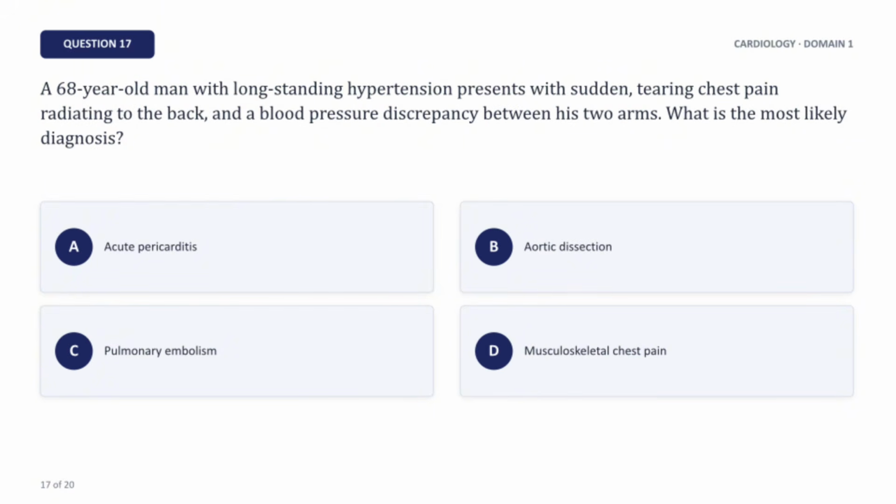Question number 17. A 68-year-old man with long-standing hypertension presents with sudden tearing chest pain radiating to the back and a blood pressure discrepancy between his two arms. What is the most likely diagnosis? Option A, acute pericarditis. Option B, aortic dissection. Option C, pulmonary embolism. Option D, musculoskeletal chest pain.